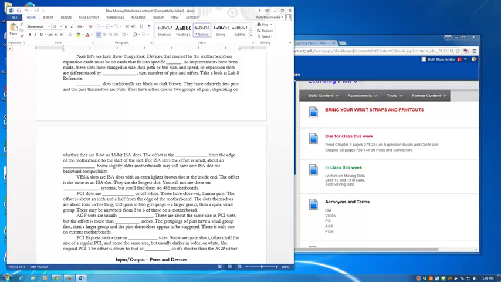PCI Express slots come in different sizes. Some are quite short, others half the size of regular PCI, and some the same size, but they are usually darker in color, such as black, or white, like the original PCI. The offset is closer in length to that of PCI, so it's shorter than the AGP offset.